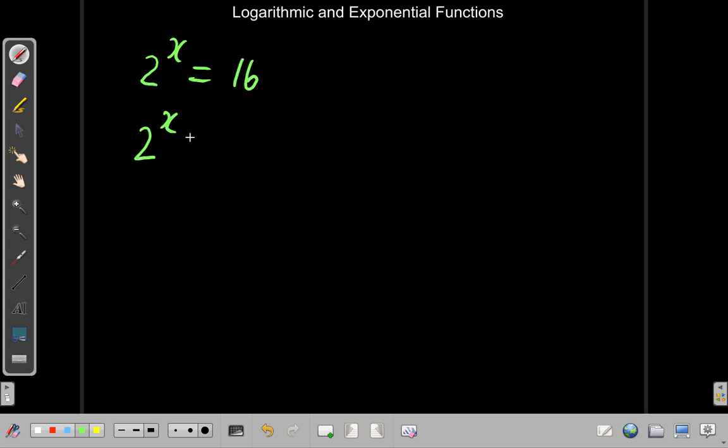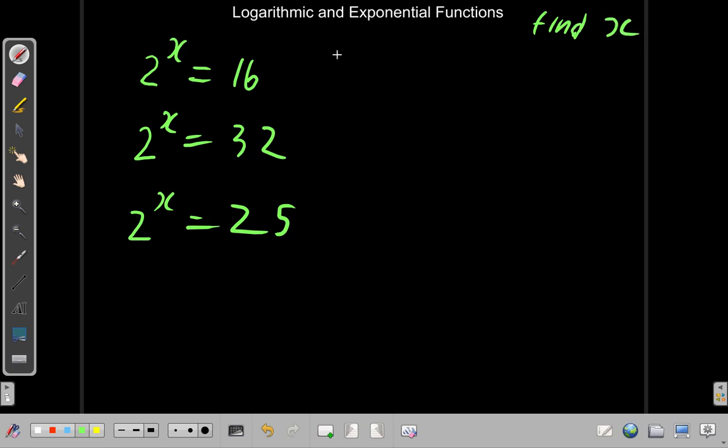2 raised to the power of x is equal to 32. 2 raised to the power of x is equal to 25. Alright? We see that this one here, 2 raised to the power of x is 16. In fact, what we want to do is find the value of x. So let me write it up here.